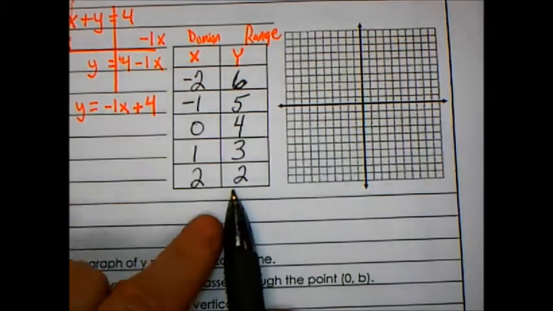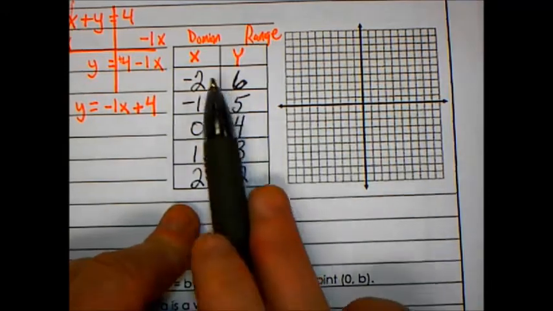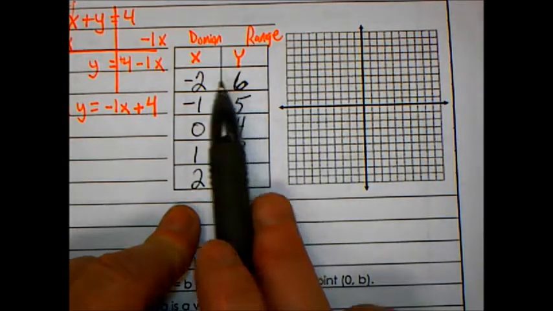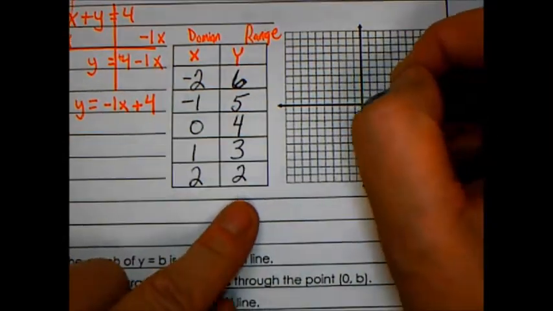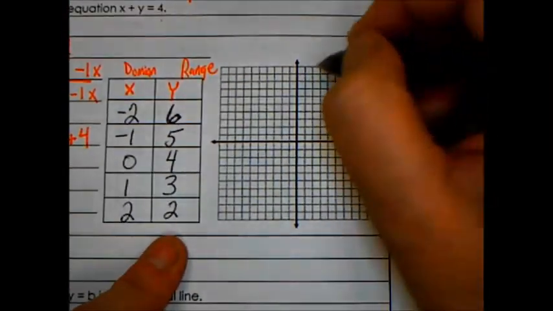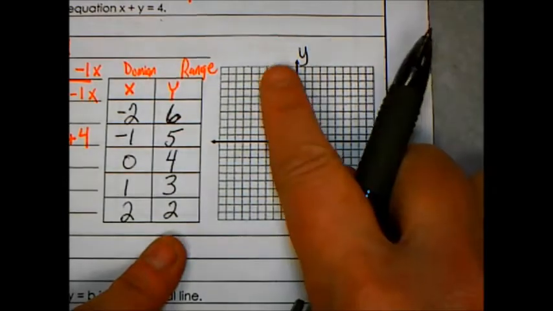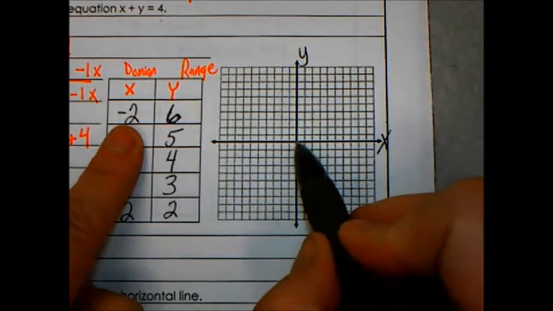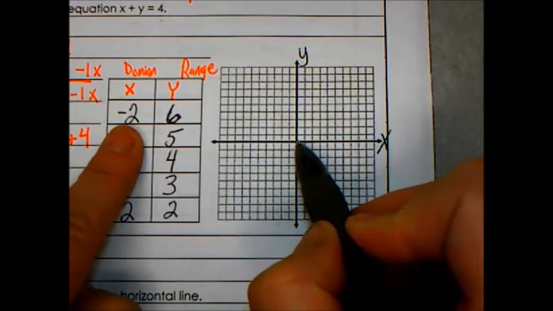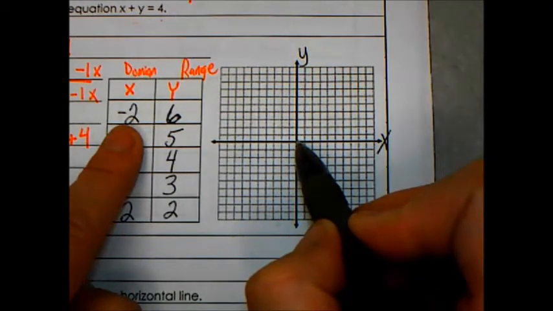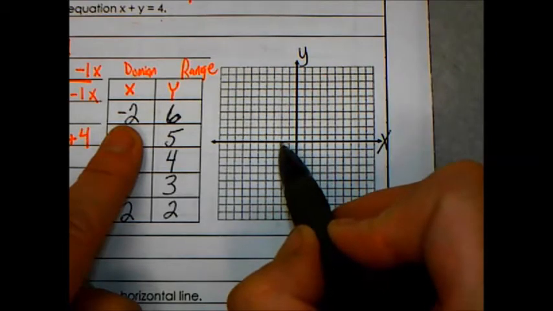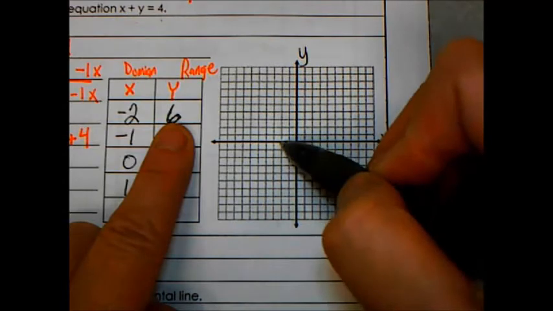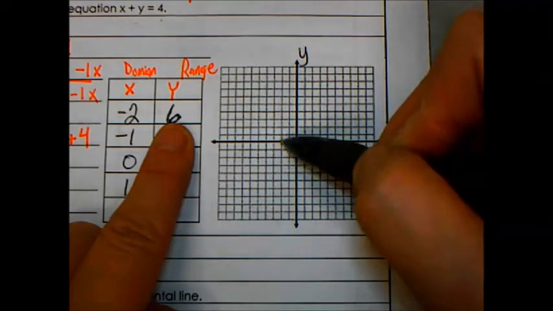These coordinates now, because these are actual coordinates, this is the x and y, so these are solutions to my equation. I want to plot all of these points. Remember, on your x and y axis, the x is the horizontal line, the y is the vertical. So -2, I'm going to start at the origin in the center. -2 means I go which way? Go left 2. And then a +6 tells me to go up 6.